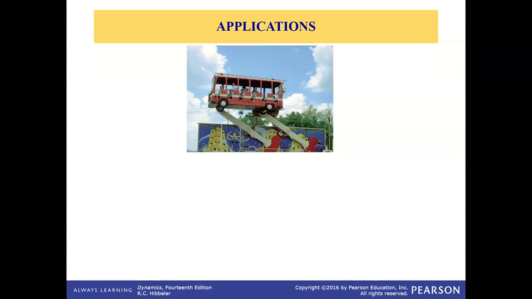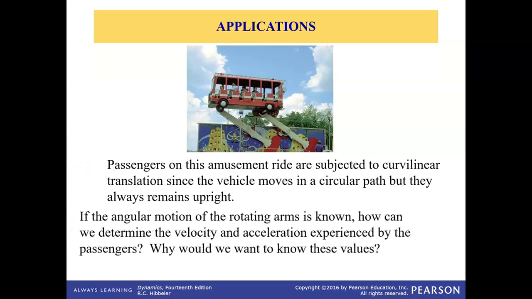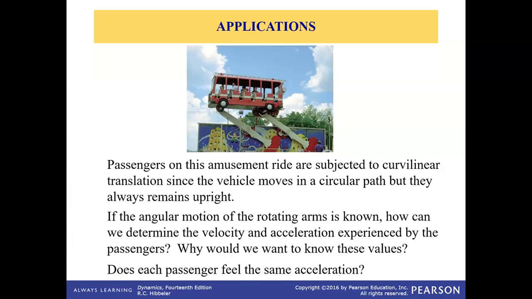What are the applications of rigid body kinematics? So look at this amusement ride. Passengers on this ride are subjected to curvilinear translation since the vehicle moves in a circular path, but they always remain upright. Now, if we know the angular velocity of the rotating arm, how can we determine the velocity and acceleration experienced by the passengers? And why would we want to know these values? Does each passenger feel the same acceleration? Answers to this question can be found later in the class.